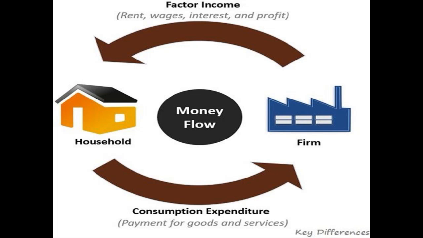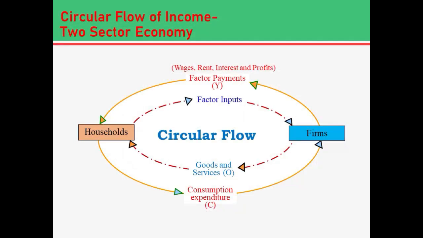Now, we have two sectors, we have two flows. Now it's time to know about the circular flow of money in between these two sectors. So money flows from the firms to the household as factor payment, and from the household to firms as expenditure on goods and services. This is what is said as circular flow of money or income. Now let us know how this happened. Let us consider this picture.